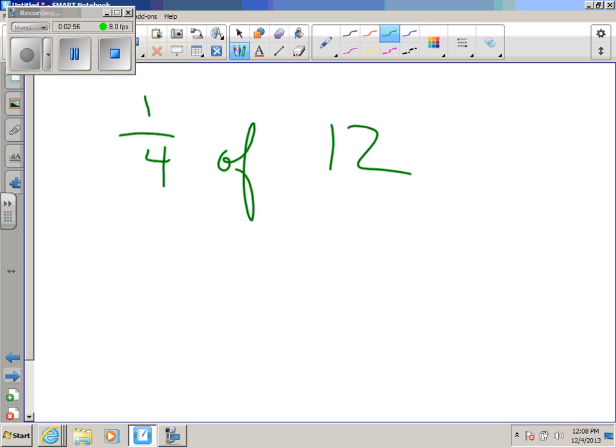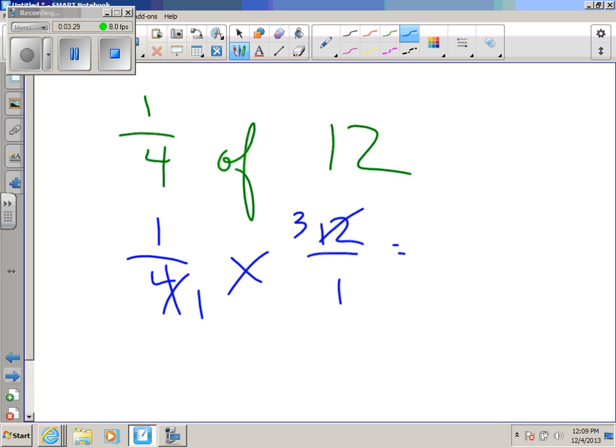1/4 of 12. Of means multiply. Okay? Now, I just have to make sure that I've got both of these factors in fraction form. 1/4 is good the way it is. How am I going to convert the whole number 12, Alex? 12 over 1. Now, that's standard. Anytime I have just a regular whole number, anytime I want to put it in fraction form, I just put a 1 underneath it. Okay? 4 and 12, they have 4, right? 1 there, 3 up top. 3 over 1 equals 3.